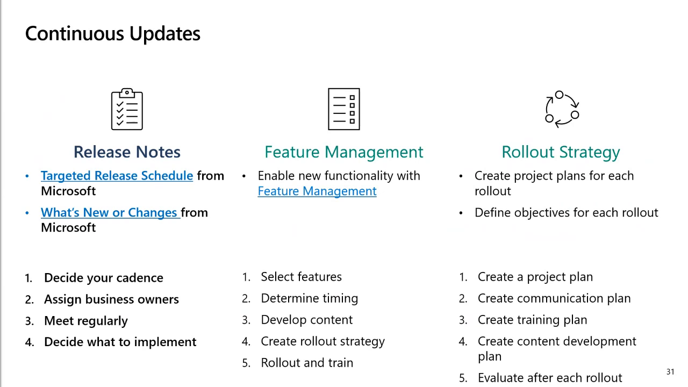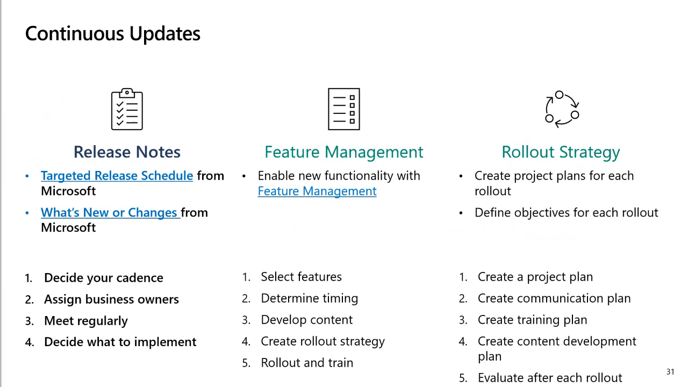We also have the feature management feature, where many of the features might come into the system, but you need to enable them. So you'll need to select which features need to be enabled, determine the timing, develop content, and figure out a rollout strategy and training plan. It's going to be much smaller scale likely for those specific features, but you still need to create that plan.